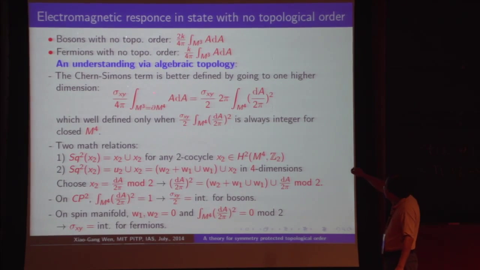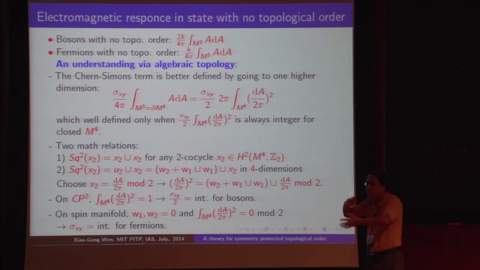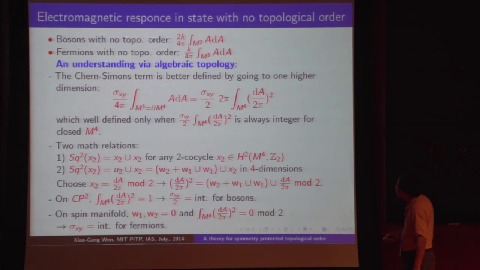However, in order for this extension to really work, we have to show that different extensions only differ by something times 2 pi. Because if you define it this way, you have many extensions of the same three-manifold, and they may only differ by 2 pi. So in order for this to work, we have to show that this quantity is always quantized as an integer when M4 is closed. So this quantity has to be an integer for any closed M4.